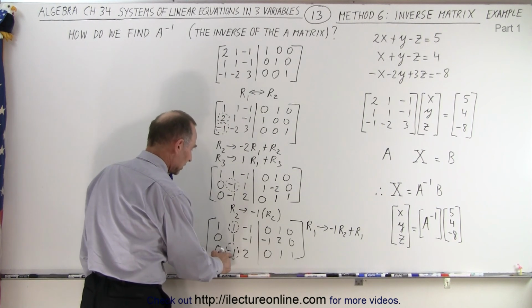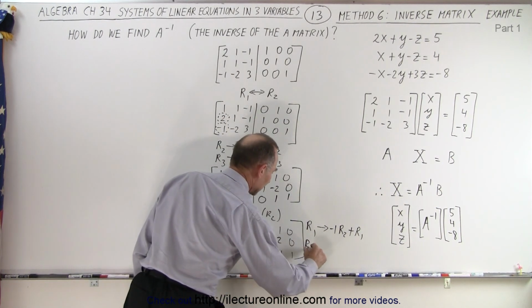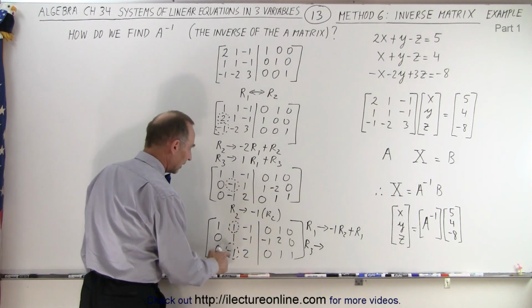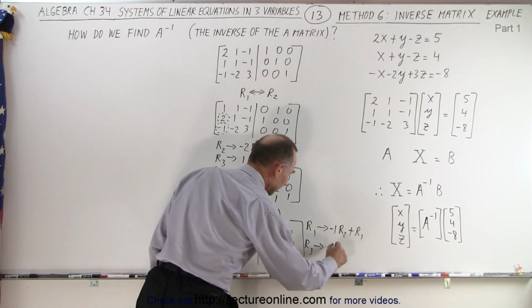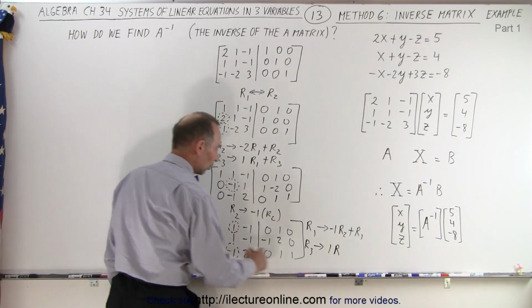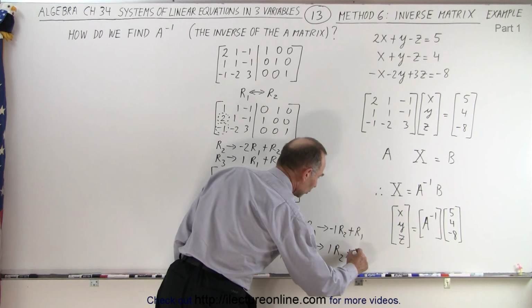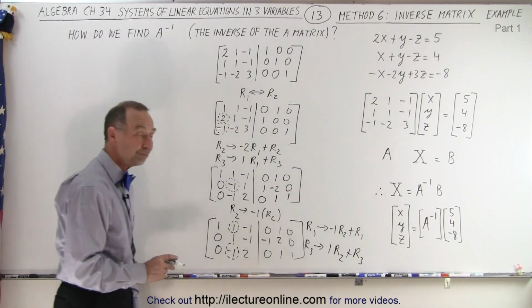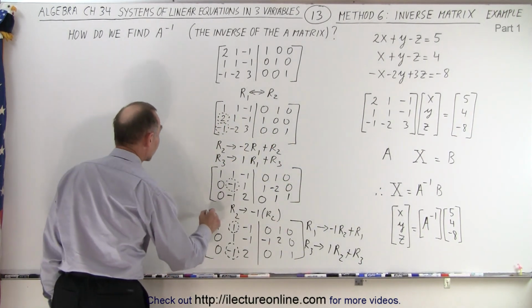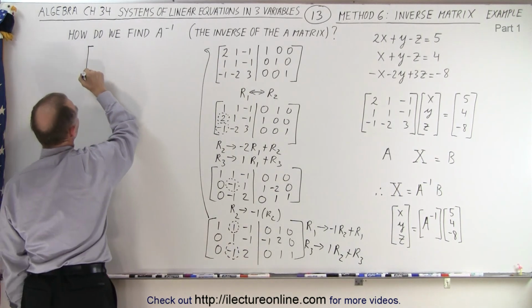And row 3, I'm going to replace it by the negative of that number, which is 1, times the row with the 1 in it, which is row 2, and adding it to row 3. If I do that, this whole thing becomes as follows.